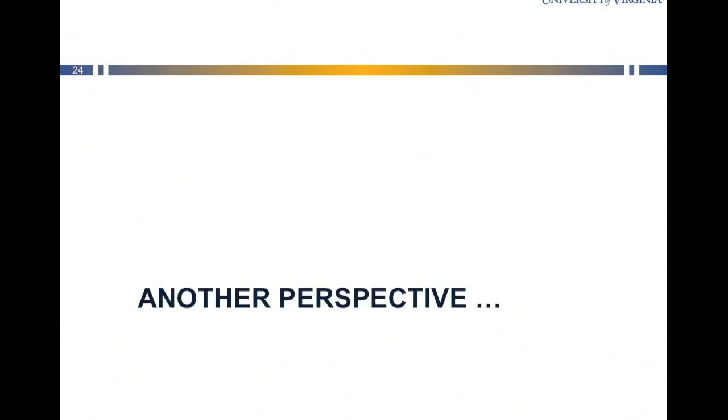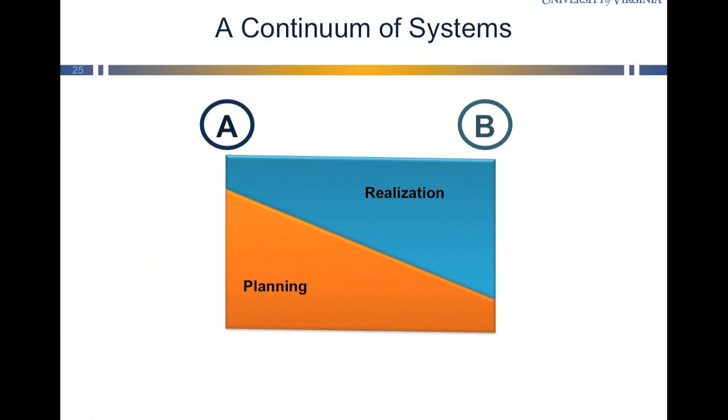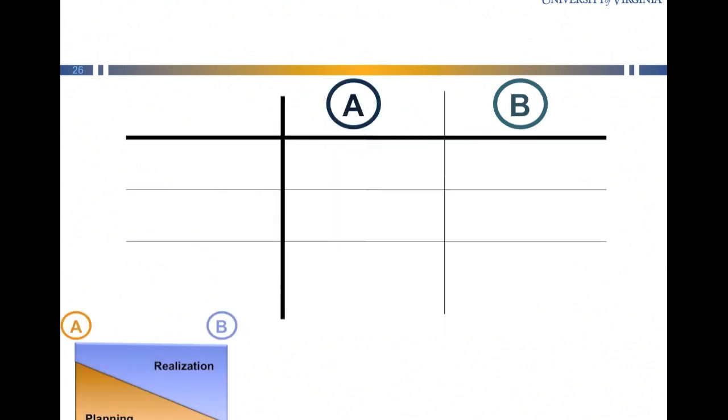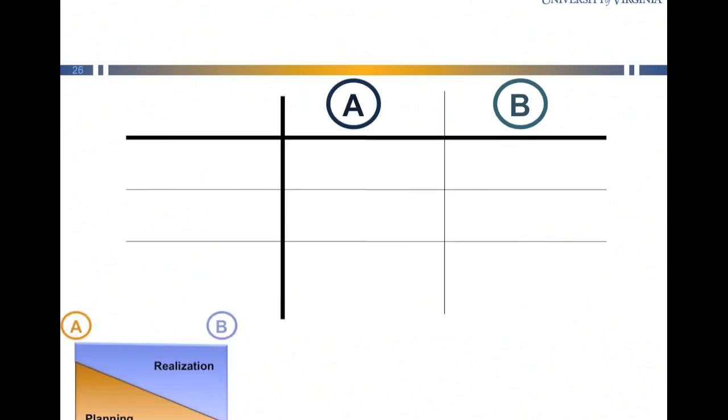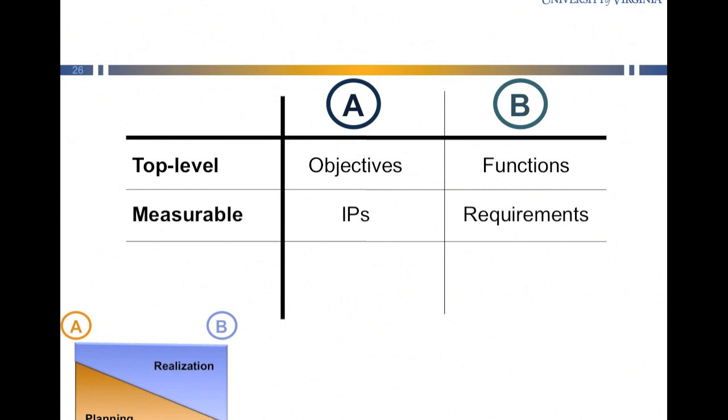So a brief visit to another perspective I'd like to give you. To get this perspective, think of this diagram as representing two different types of projects. You could have a project where you were closer to point A, where it's more about figuring out what to do, more planning and strategy, or one where you're closer to point B, where it's once you know what to do, how do you actually implement or realize that solution? And if we look here, at the high-level, top-level requirements, for point A, objectives are more relevant. If you're closer to B, functions are more relevant.